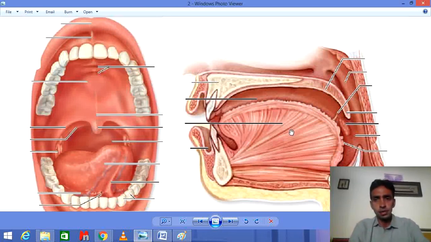Okay, the tongue consists of skeletal muscle, which is connected with the hyoid bone at the end, and also with the mandible, and another bone, the styloid process. The tongue is connected with the hyoid bone at the end, the styloid process, and over here with the mandible.